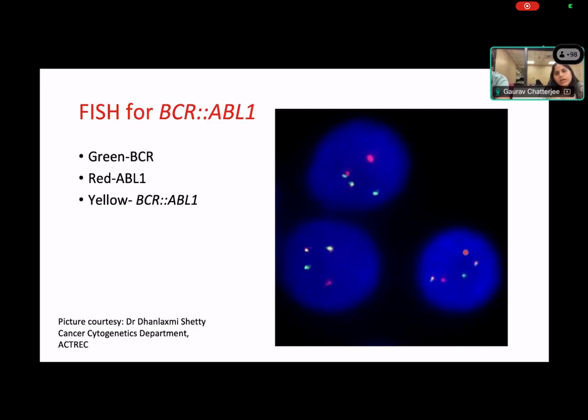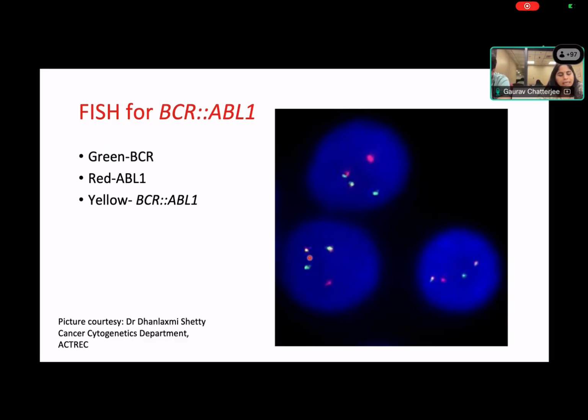We have a green signal coming from BCR and a red signal coming from ABL. We have yellow signals coming from the BCR-ABL fusion. Like we have two yellow signals here and one red and one green separate signal here. So this is BCR-ABL fusion. Now that I have got this BCR-ABL fusion, do I really need to go ahead for bone marrow? Because CML we have confirmed.